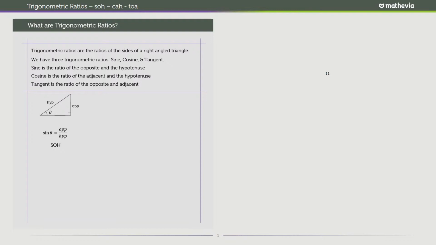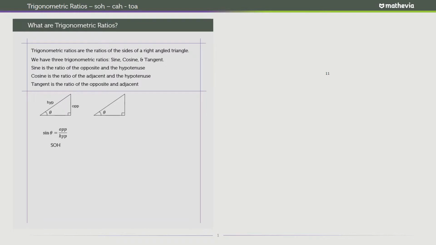Okay, so SOHCAHTOA is just something we use to remember our three trigonometric ratios and exactly what they stand for. So the first bit, SOH, stands for sine equals opposite over hypotenuse. S for sine, O for opposite, and H for hypotenuse. So sine of theta equals opposite over hypotenuse.